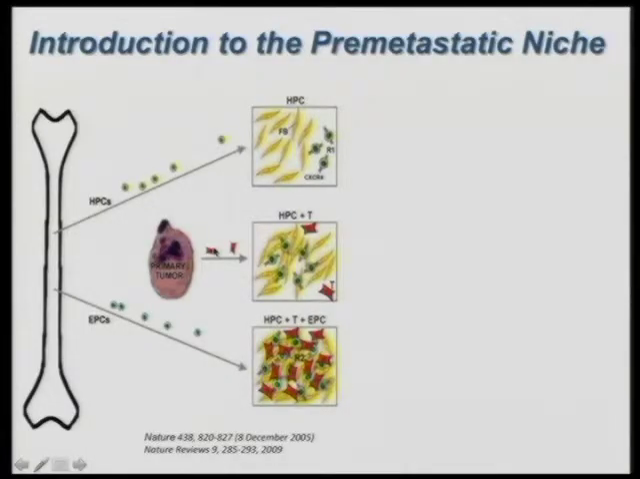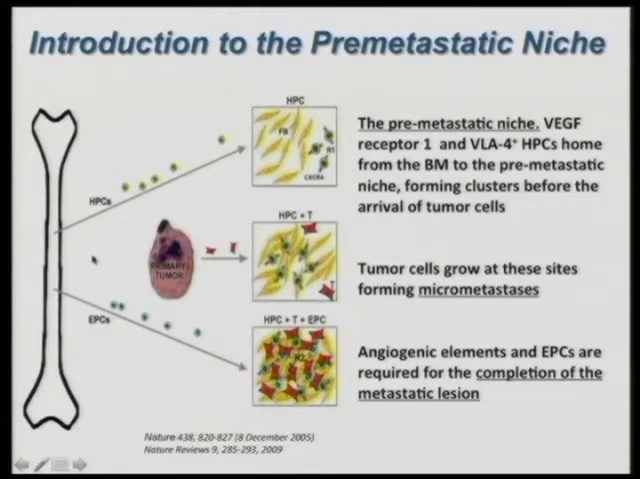And what he showed, and this is from his paper, is that you have bone marrow-derived cells, and these express different receptors such as vascular endothelial growth factor receptor and very late antigen 4. So they have these bone marrow-derived cells like hematopoietic progenitor cells. And he showed ex vivo, not in vivo, using histological methods and flow cytometry, that these cells home to sites of metastasis in a mouse model before tumor cells actually arrive.